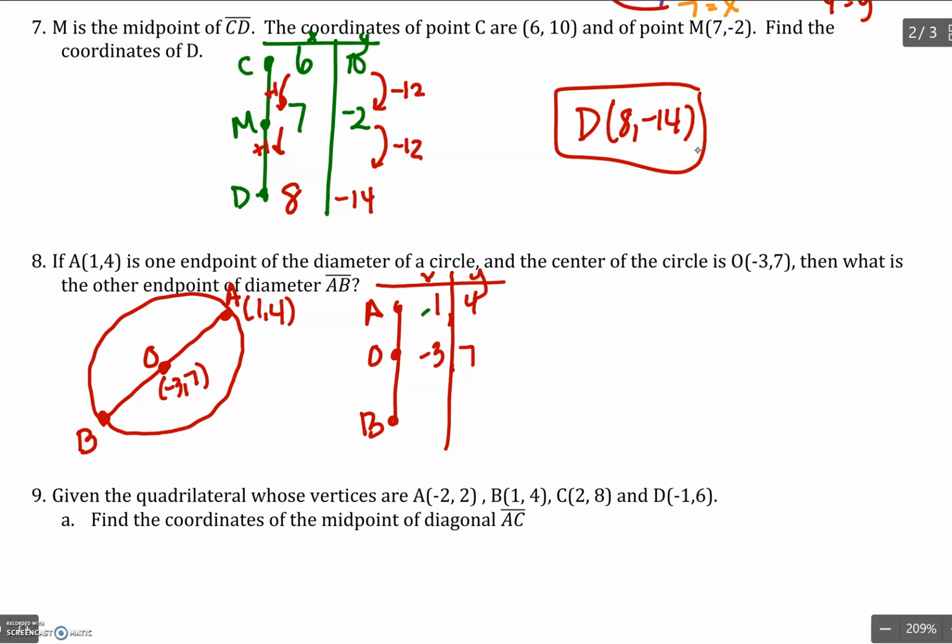So to get from 1 to -3, I have to subtract 4. Subtracting 4 again gets me -7. And to get from 4 to 7, I have to add 3. So adding 3 again will get me 10. And then I'll see that B is at -7, 10.